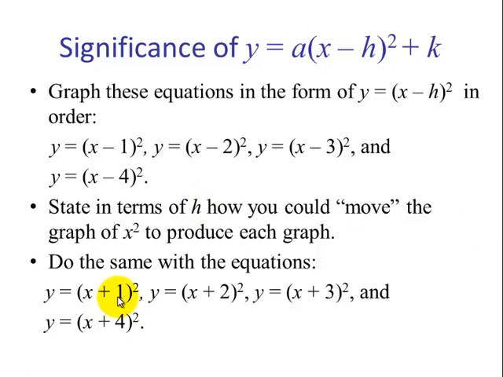We will also look at values of h being negative, because when h is negative, we have x minus a negative number, which becomes plus. So for this graph, h is a negative 1, h is a negative 2, h is a negative 3, and h is a negative 4.